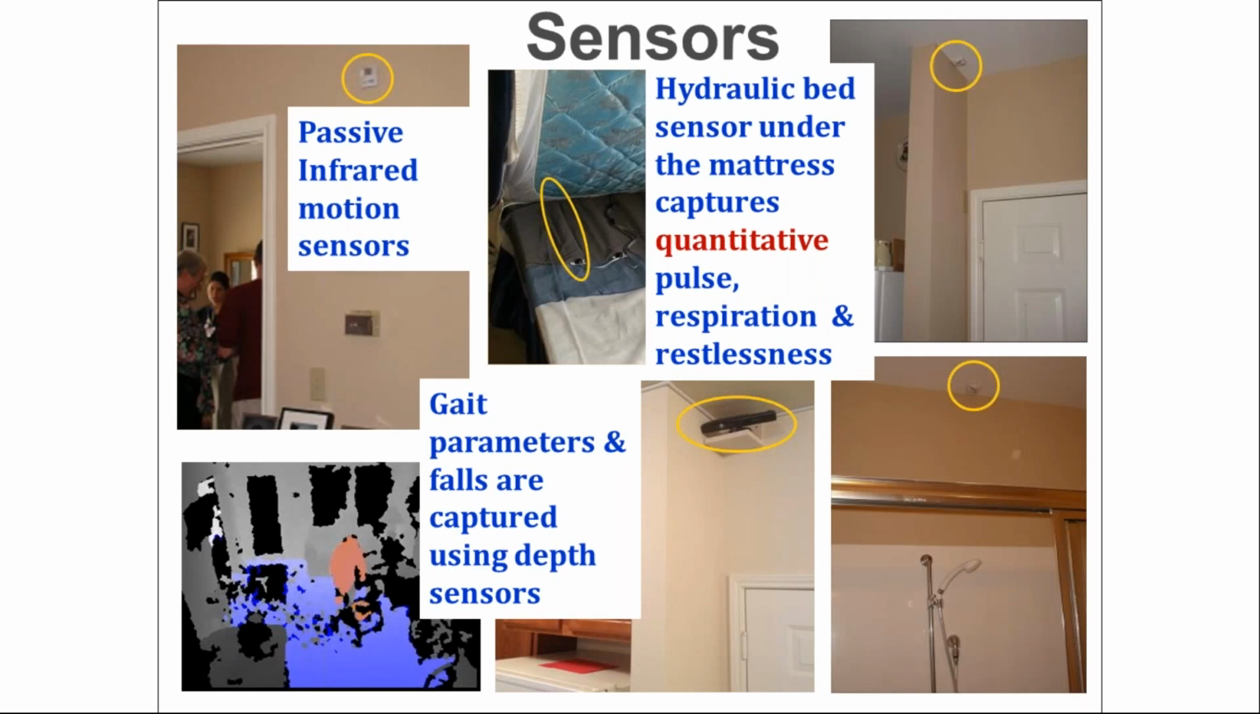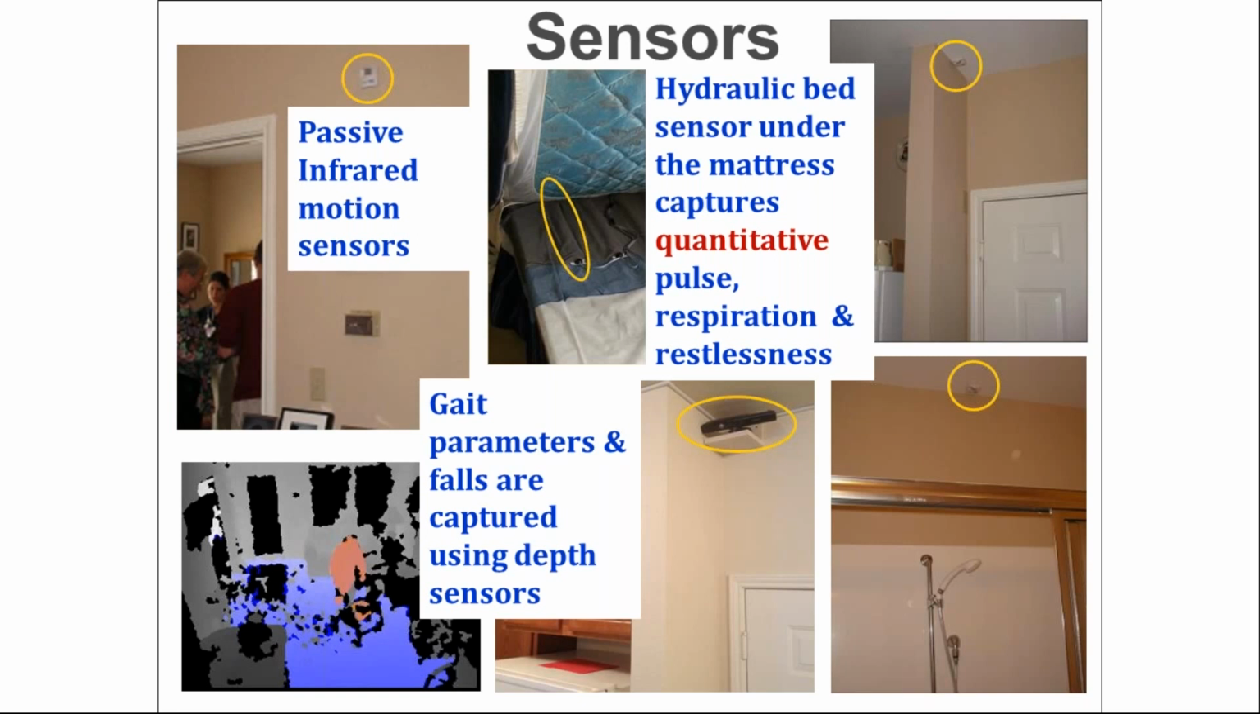We have passive infrared motion sensors. These are actually taken in an apartment of a resident that lives in TigerPlace. We use gait parameters and falls, and we utilize a depth capture motion sensor system that helps us to de-identify the images, but allows us to inspect those, and I'll show you some of those. And we have a hydraulic bed sensor mat that captures quantitative pulse and respiration, and we're also beginning to understand a little bit about restlessness, which is not something that we've been able to capture before. And then we're also working on blood pressure through this mat.